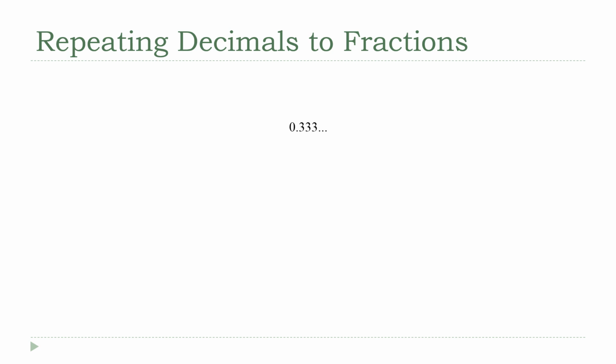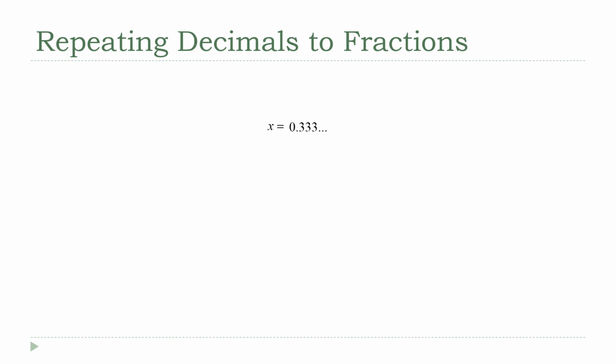So in the last lecture, we talked about how to take a terminating decimal and convert that into a fraction. Okay, well, how about a repeating decimal? To do this, it's going to take a really neat little technique. Okay, here's what I'm going to do. I'm going to start by letting x equal that number.